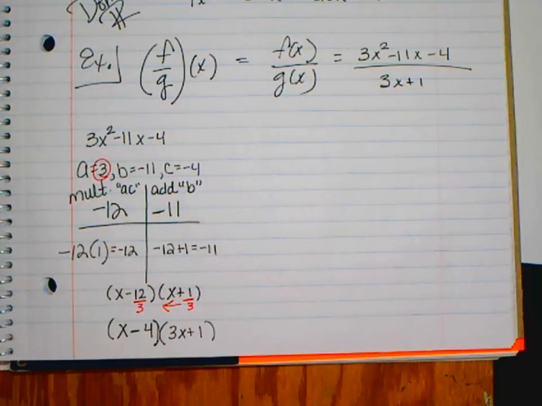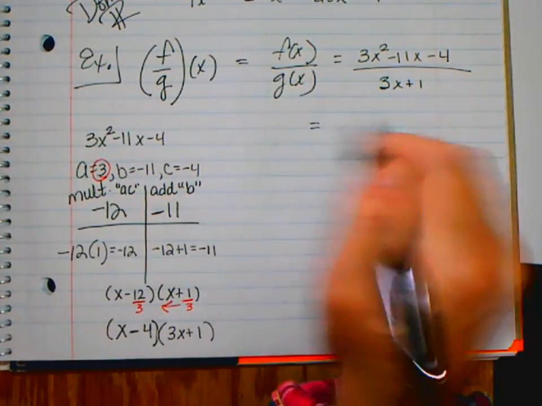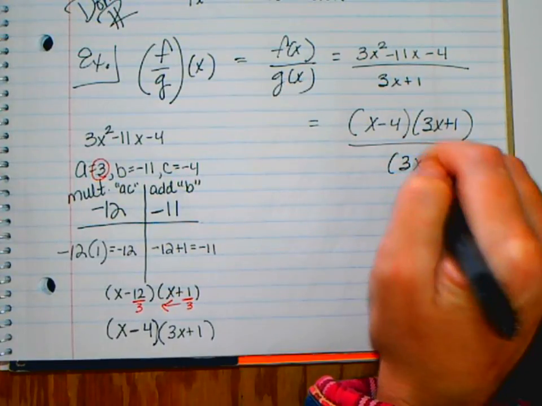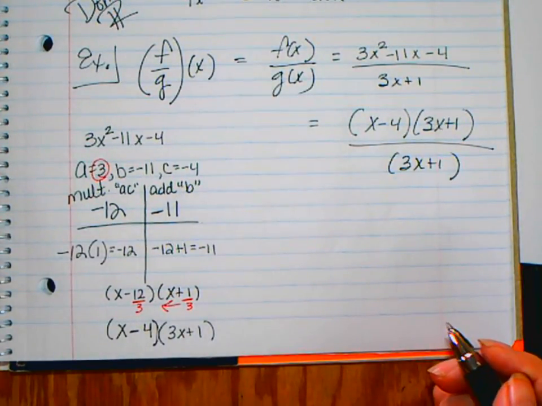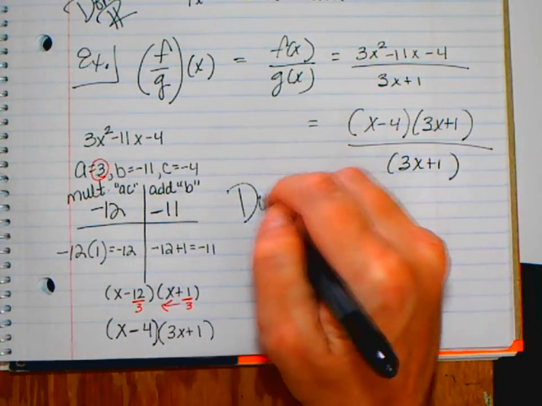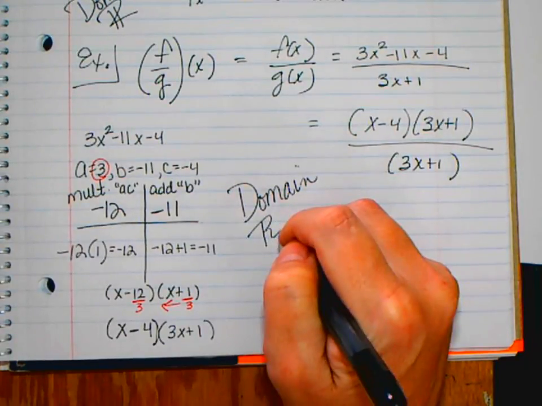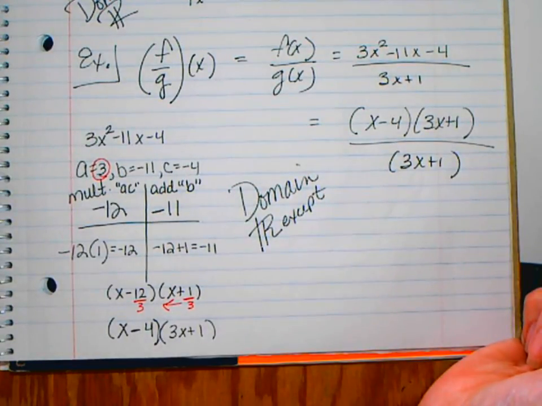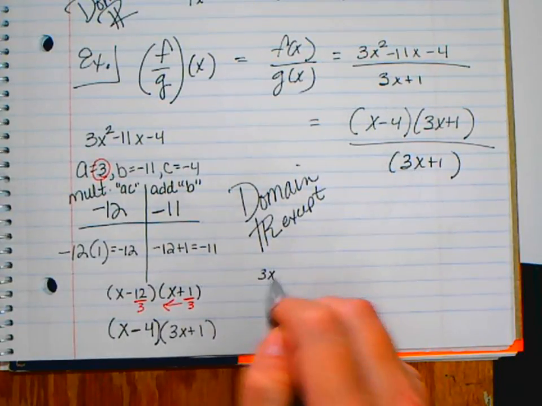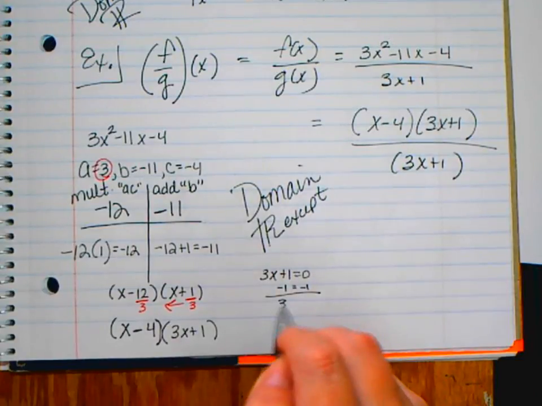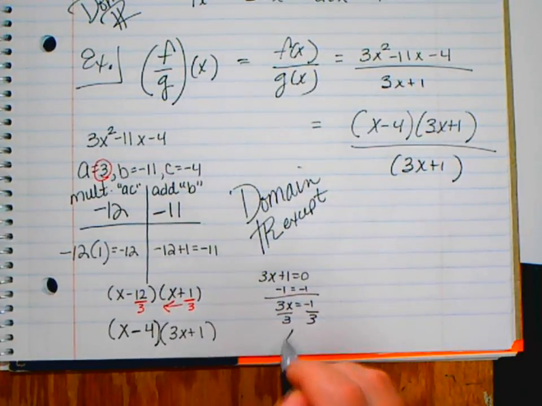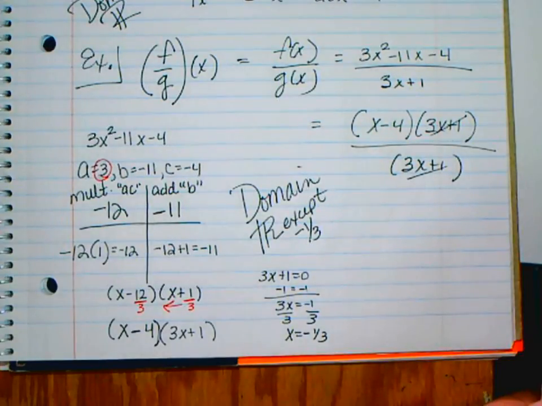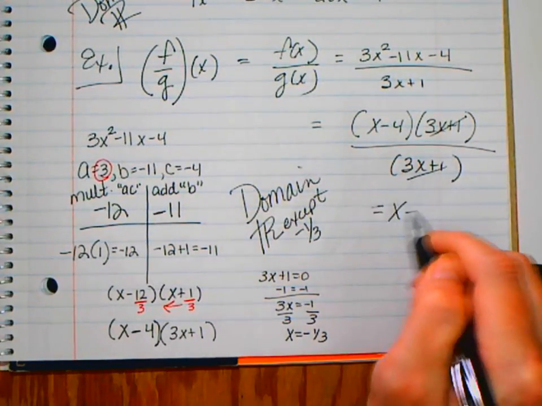To check to make sure it's really truly correct, you're going to have to distribute the whole thing out. Okay, so my numerator is now x minus 4 times 3x plus 1. My denominator is 3x plus 1. Can I cancel anything? Yes, but before I do, just like with my restrictions, let me state my domain. My domain is all real numbers except negative 1/3. Think about it like your restriction, right? And then my answer is just x minus 4.